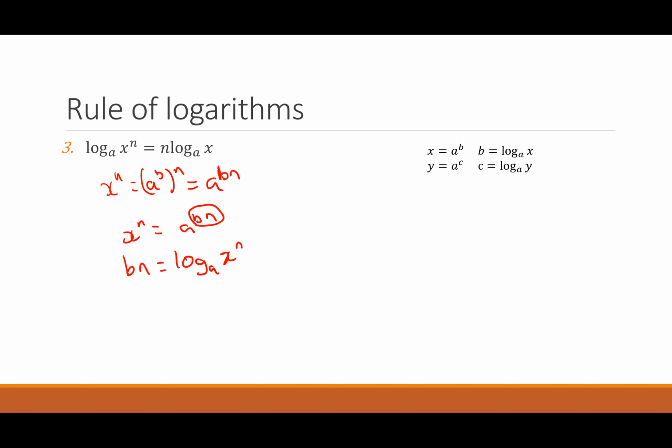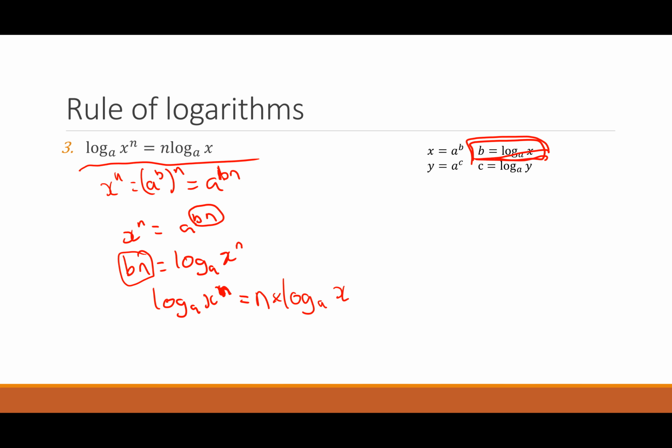Well, again, we have our definition of b here, so we'll just note that log base a of x to the n equals n times log with the base a of x, just using the definition here. And so we've just proven that that must be true. Okay, so those are our three basic rules of logarithms.